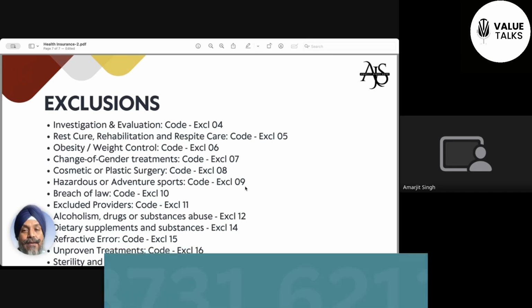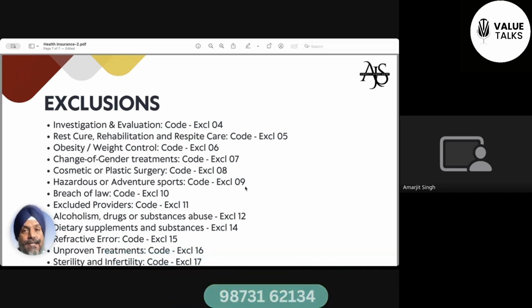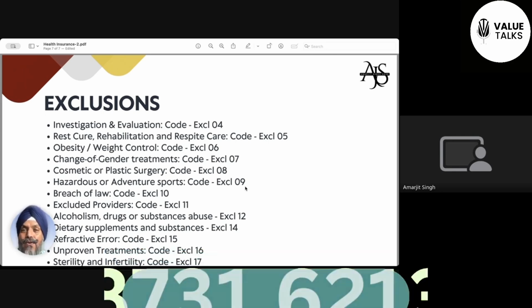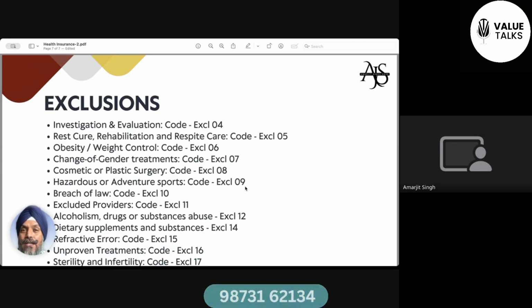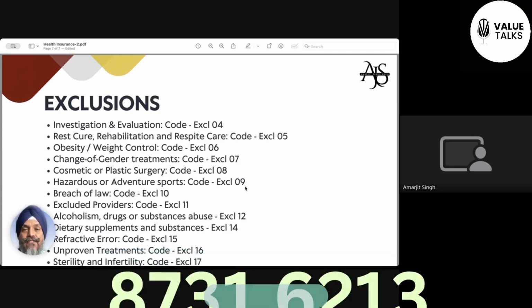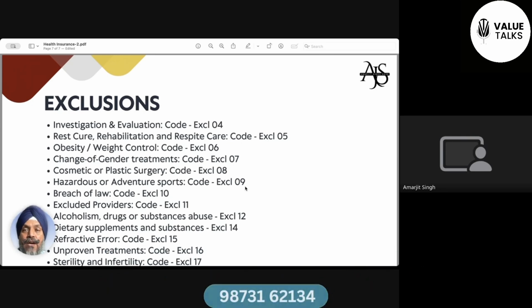Rest cure, rehabilitation, and respite care are also not covered in this policy. Obesity or weight control is also not covered. But obesity and weight control, in two conditions, most of the policies will cover. That is, in case BMI is more than 35 with comorbidity of hypertension, type 2 diabetes, and sleep apnea.